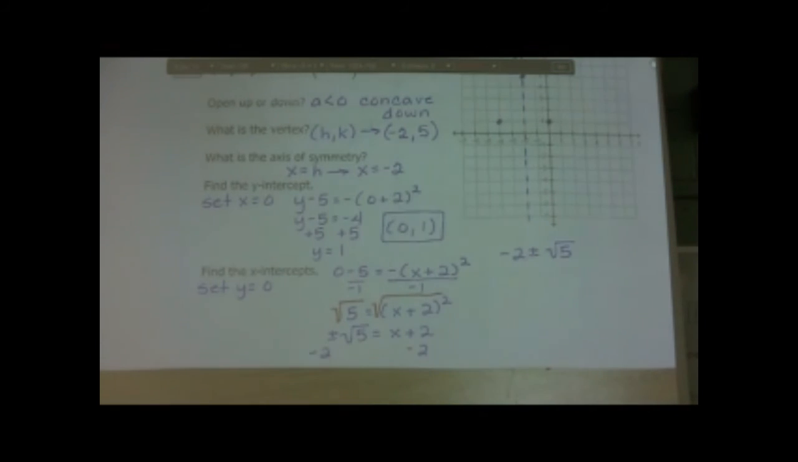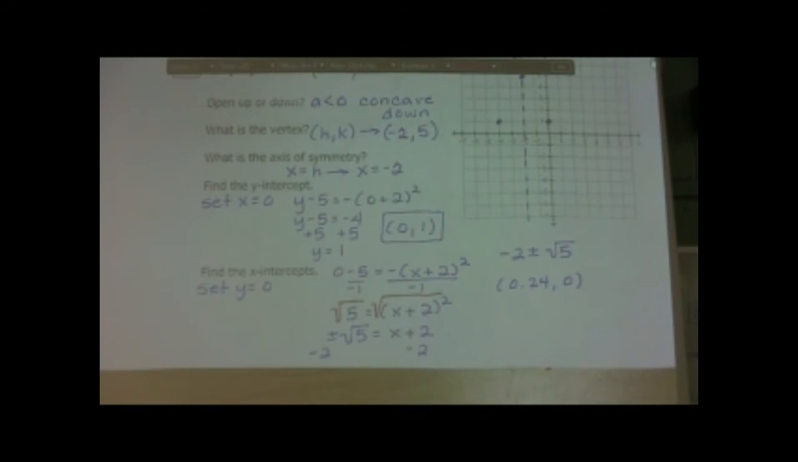Those are my x-intercepts. Now, I need to put those in decimal form, obviously, because I have no idea where to graph this at this point. So, let me put these in my calculator. -2 plus the square root of 5 is going to give me 0.24. So I've got 0.24 comma 0 as one of my x-intercepts.